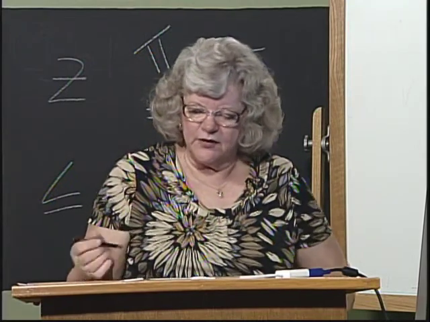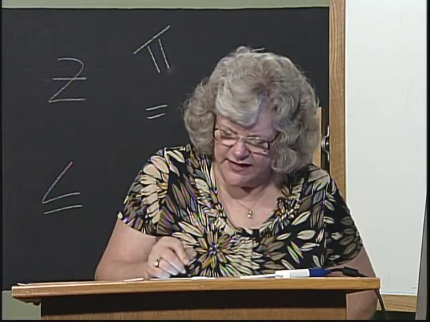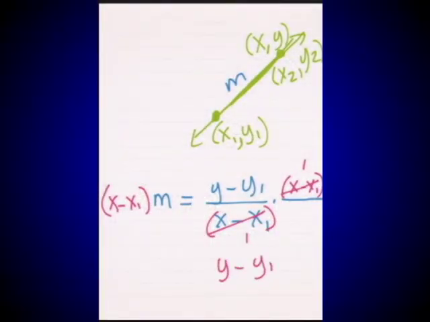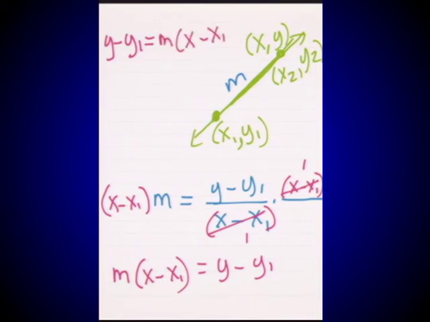Okay, so now I've reduced that, and on the right side I have y minus y sub 1. On the left side, I have x minus x sub 1 times m, and I'm going to use commutative property of multiplication to switch the order of my factors, because I just like to look at my m first, okay? And then, what if I switch left and right sides? Then I would have y minus y sub 1 equals m times x minus x sub 1, wouldn't I? All right, that is called the point slope form of the line.